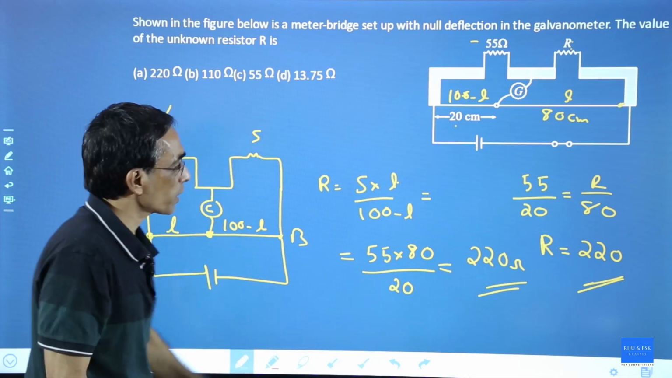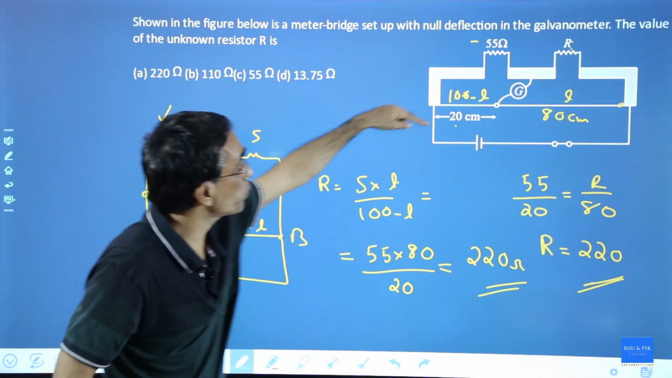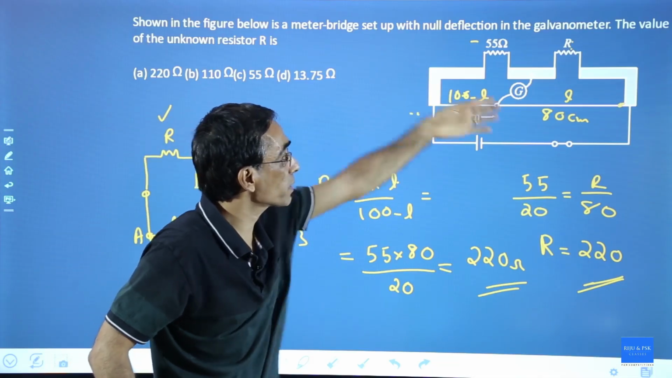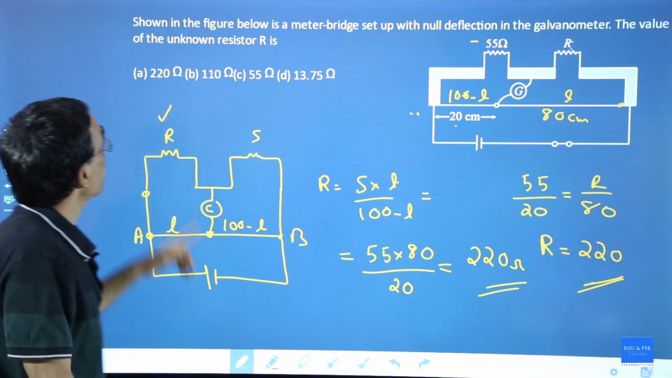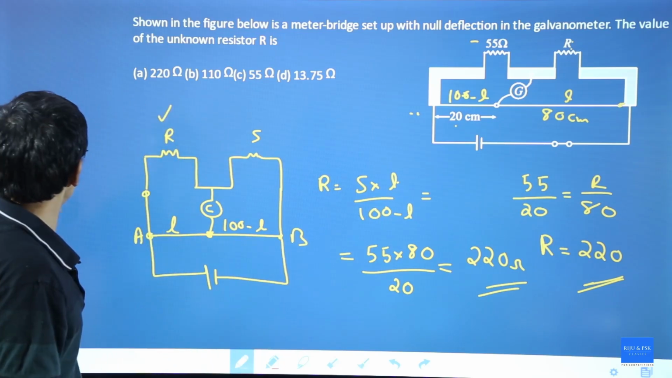Okay. But don't directly use this one. Do not take L to be 20 and 100 minus L to be 80. Your answer will go wrong. And I think that option also is available there.